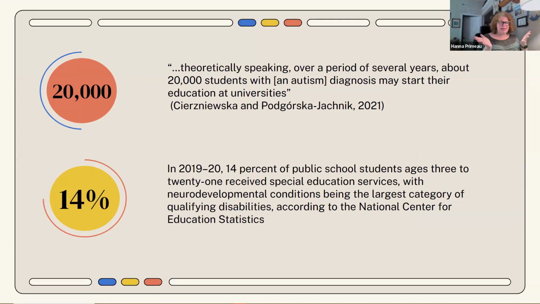Theoretically speaking, over a period of about several years, about 20,000 students with an autism diagnosis may actually start their education at universities. And if we look at the stats from 2019 and 2020, 14% of public school students aged 3 to 21 receive special education services, with neurodevelopmental conditions being the largest category of those qualifying disabilities, according to the National Center for Education Statistics.